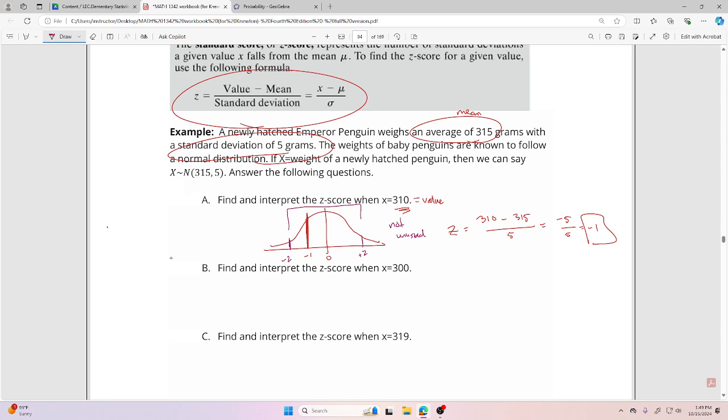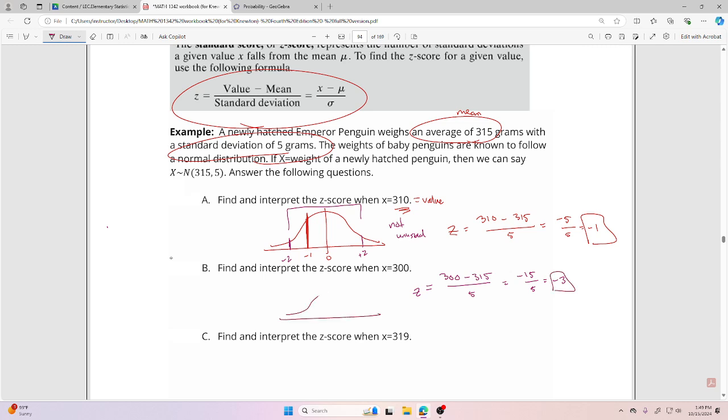Find and interpret 300. Okay, so let's talk about 300. Help me out with this formula. What goes here up first? And then 315 divided by? Perfect, thank you. So if I look at it, that's negative 15 over 5. Uh-oh, negative 3.